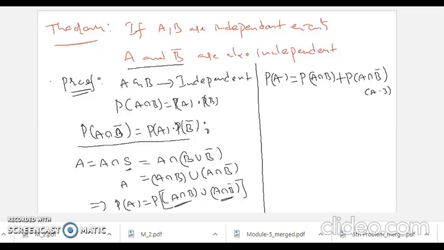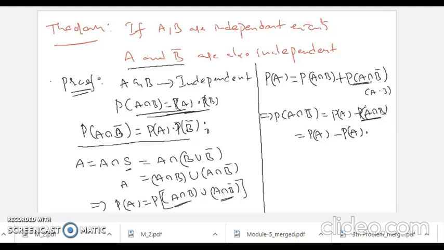So here, the P of A intersection B bar value is equal to P of A minus P of A intersection B. That is equal to P of A minus P of A intersection B, which can be written as P of A into P of B. Why? Because A, B are independent. So P of A into P of B.